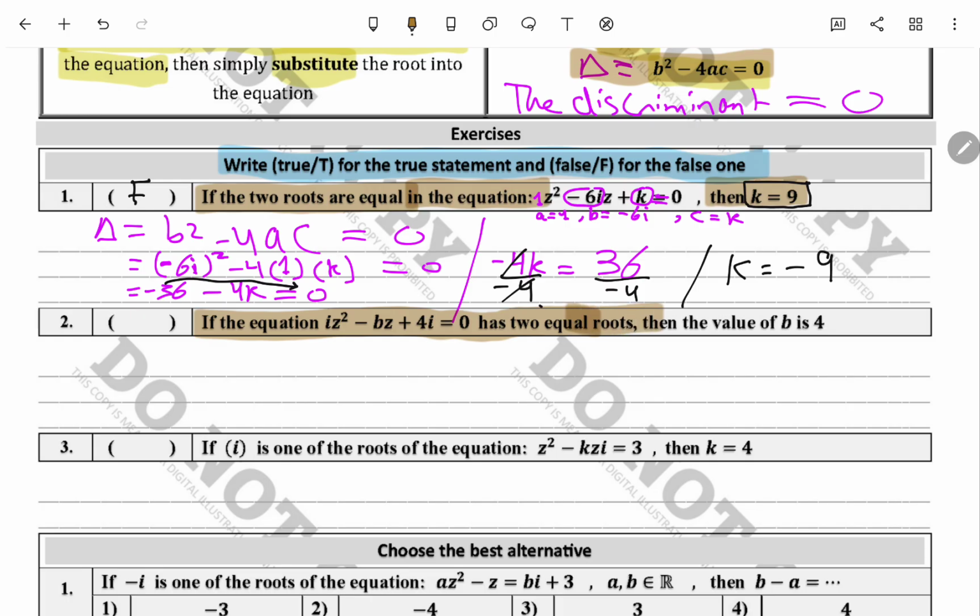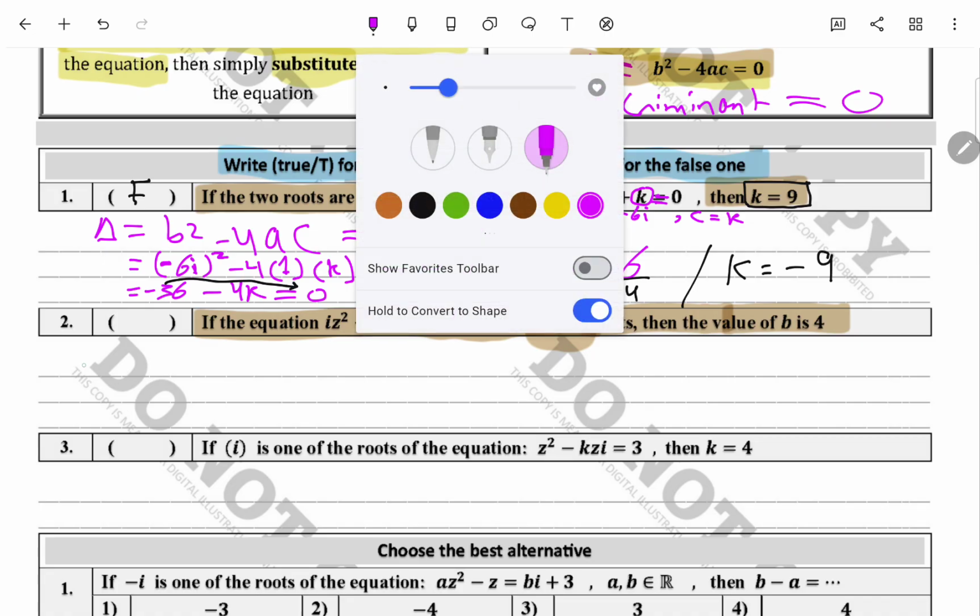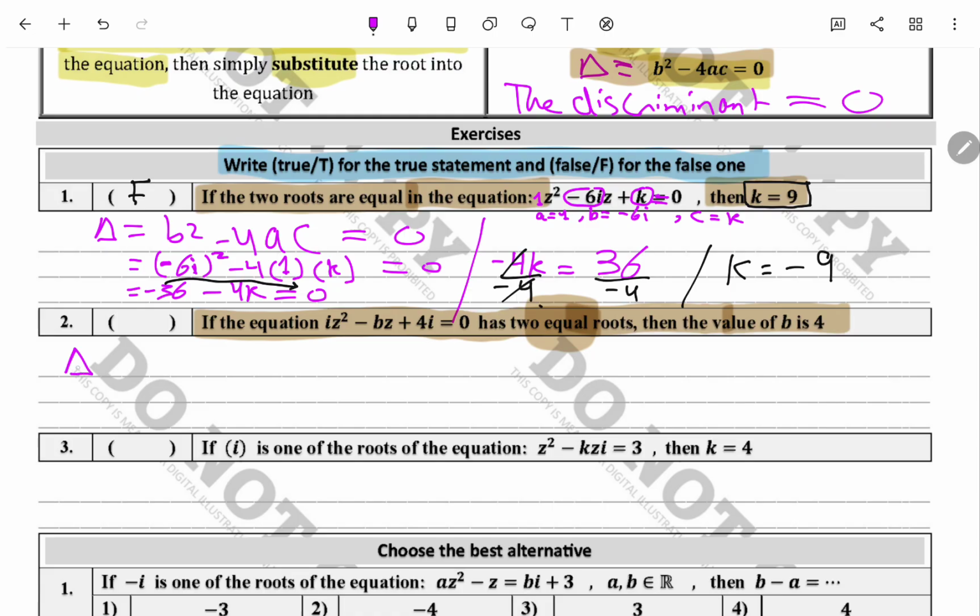In number 2, the equation i z squared minus bz plus 4i equals 0 has 2 equal roots. Again he is talking about equal roots, so we are going to use the delta again. Then the value of b equals 4. So let's use the delta. Delta, the discriminant, equals b squared minus 4ac, and that all equals 0.